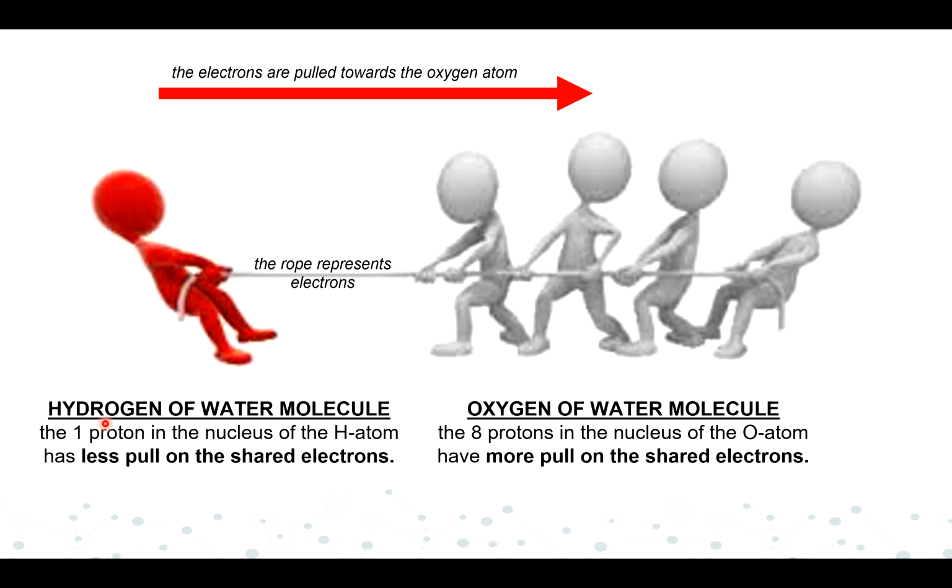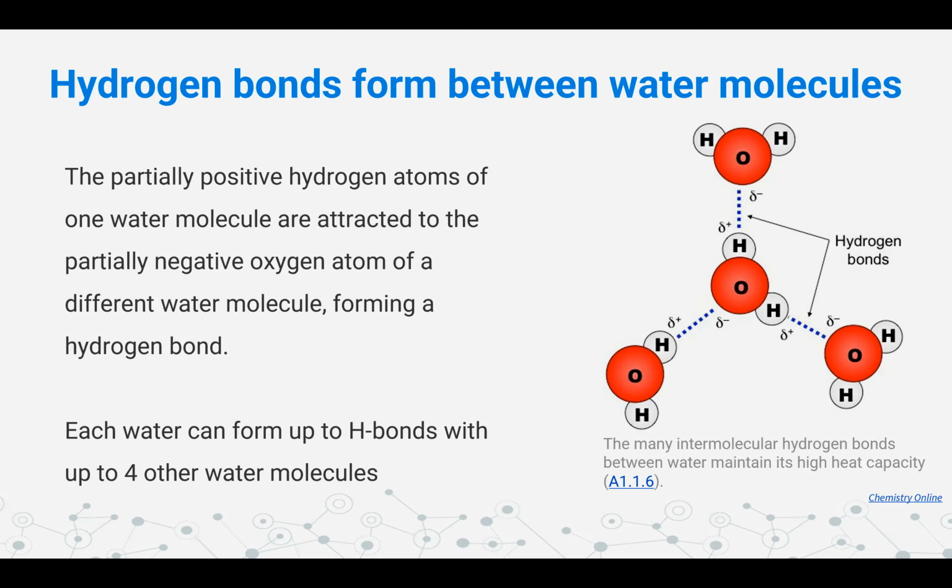The hydrogen of the water molecule, the one proton in the nucleus of the hydrogen, has less pull on the shared electron, right? Because there is just one proton. And if you see the oxygen, it has 8 protons. So of course 8 protons will attract the bonded pair of electrons more towards oxygen. That is why the charge is developed. Hydrogen bonds form between water molecules.